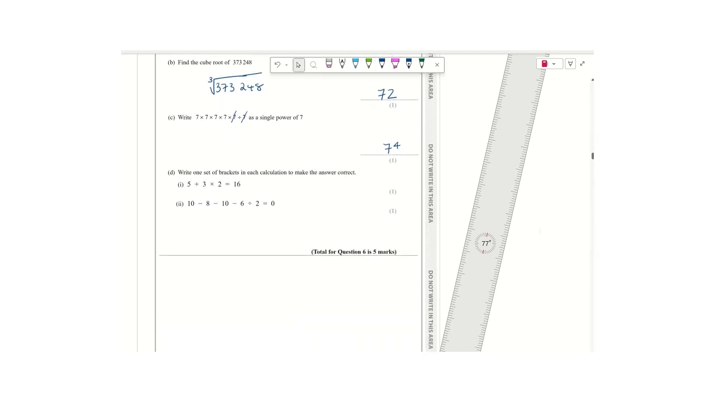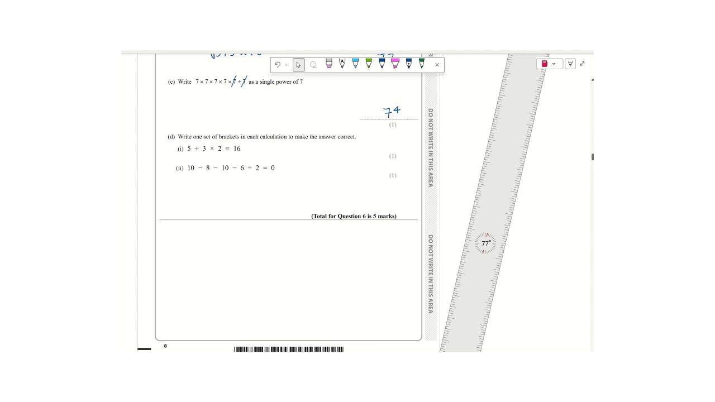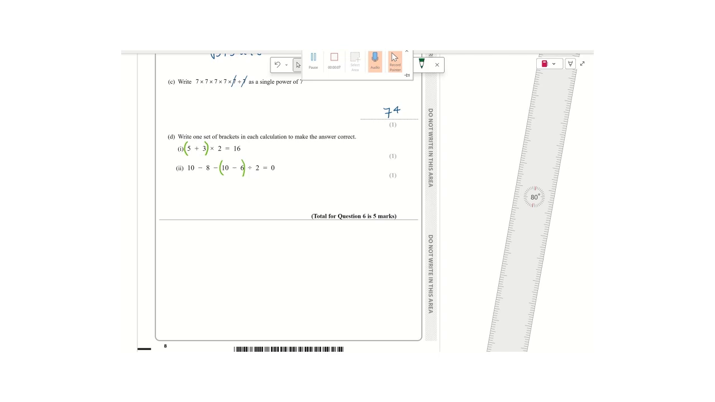And then part D, I've got to put a set of brackets in each of these to make them correct. And it is a case of trial and error a little bit, put them in your calculator and see what happens. But if I do that, it does the 5 plus 3 first, which is 8, and then times by 2 is 16. I've got 10 take away 8 is 2, and then take away... And 10 take away 6 in the bracket gives me 4, and 4 divided by 2 is 2. So I've got basically take away 2 again, so that gives me the 0.